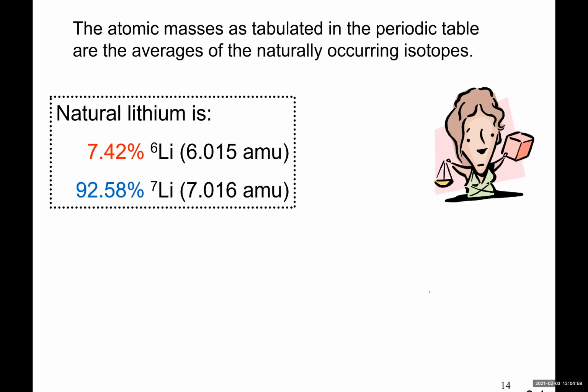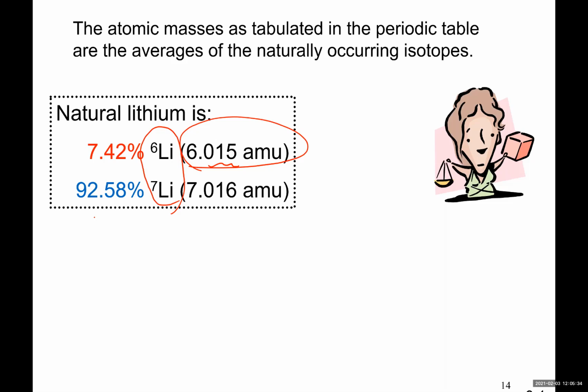So natural lithium is a mixture of these two isotopes, lithium-6 and lithium-7. And mass of lithium-6 is 6.015 atomic mass unit. Because I said neutrons and protons are almost 1 atomic mass unit. That's why you have a fractional number. That's why you have decimal places here.